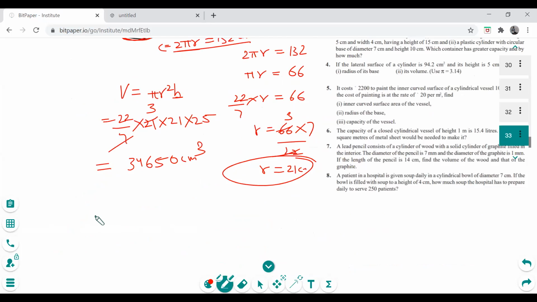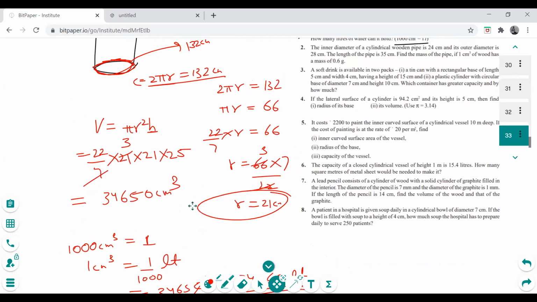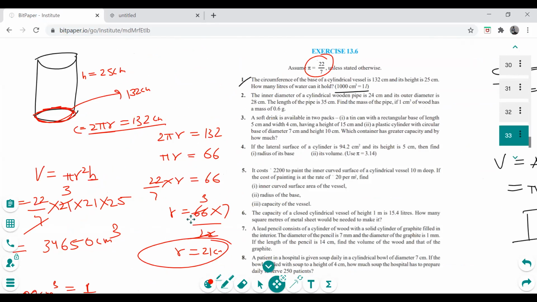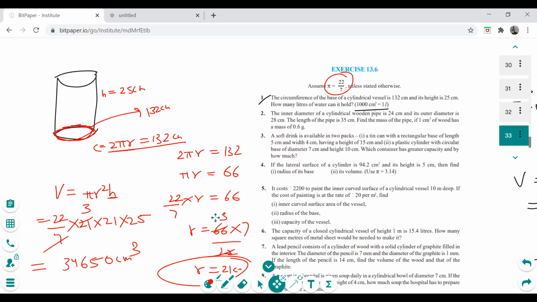Now I know how to convert. 1000 centimeter cubes gives me 1 liter. So 1 centimeter cube is 1 upon 1000 liters. So I will multiply this by 1 upon 1000, or you can say dividing it by 1000. It will give me 34.65 liters of water. So this much amount of water the vessel can hold. So first question is clear to everyone? Yes, sir. Good.